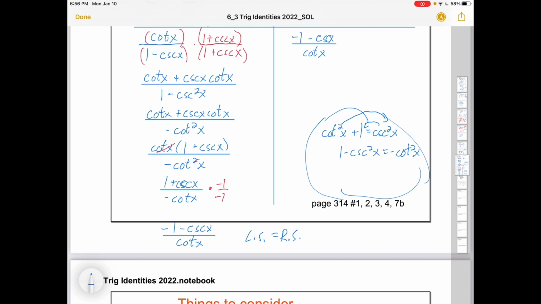There's practice on page 314, numbers 1, 2, 3, 4, and then 7b. I'll be around for questions, and I expect that there will be questions. I hope that you found this helpful. It's okay if it hasn't all fully been digested. We'll spend another day working on trig identities and proofs tomorrow, and then we'll have a work day after that.